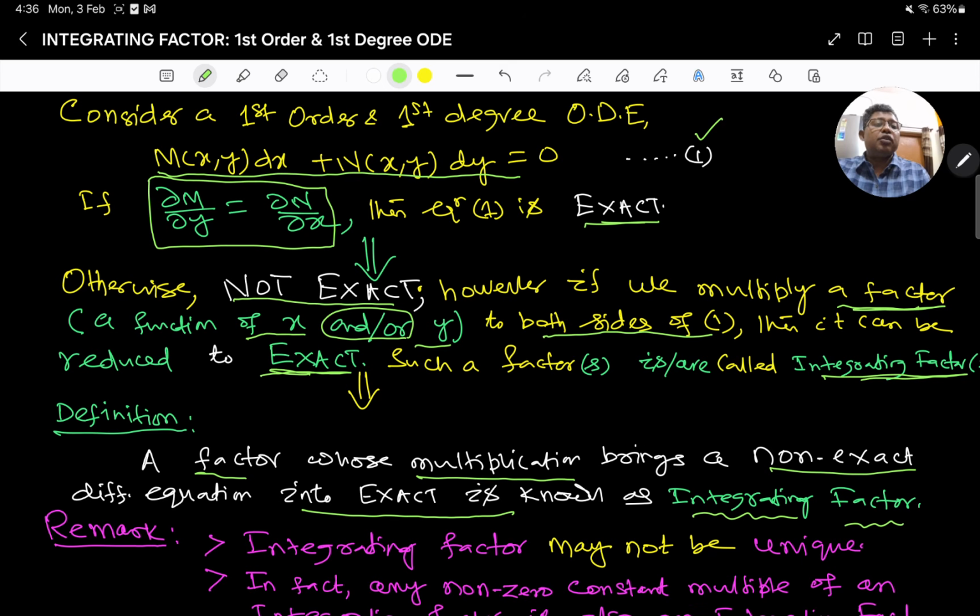Now the question is whether the integrating factor is unique. The answer is, it may or may not be. Therefore, the integrating factor may not be unique. A differential equation may have more than one integrating factor.